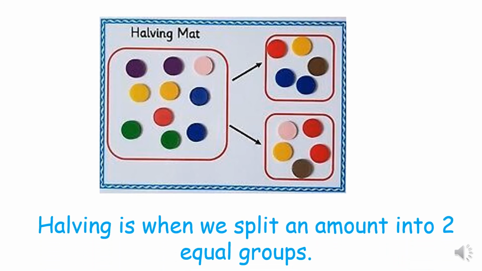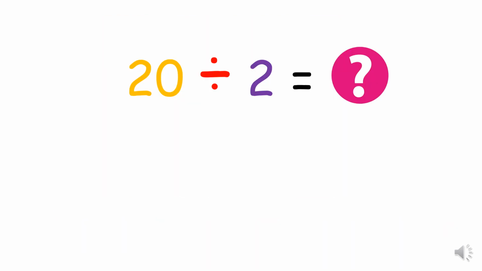Halving is when we split an amount into 2 equal groups. So thinking about dividing today, all we're doing is splitting an amount into 2 equal groups. So here we've got our question today. It asks us 20 divided by 2.